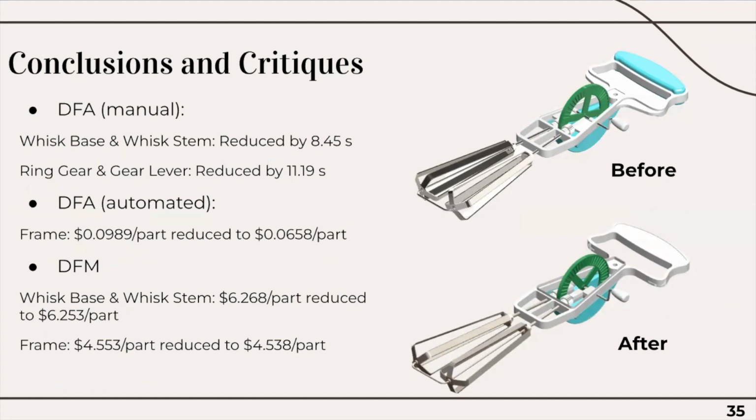Here's a summary of our assembly time reduction and cost reduction through our DFA and DFM analysis. The total time reduction was about 19.64 seconds, and the total cost reduction is about 6 cents per part. Some of the positive design highlights of our product include ease of use, portability, and versatility. Some drawbacks of the design include compactness. We believe there's room for improvement to create a smaller product that requires less storage space when not in use.